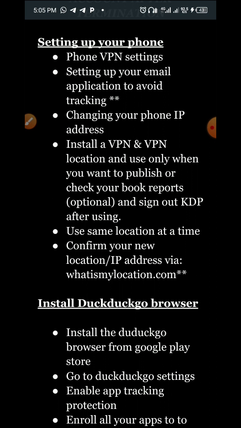Install a VPN and set the VPN location only when you want to publish or check your book report. You might forget, that is the problem. You might forget to set your VPN location when you want to publish, or when you want to sign in. You might even forget to turn on your VPN when you want to log in.